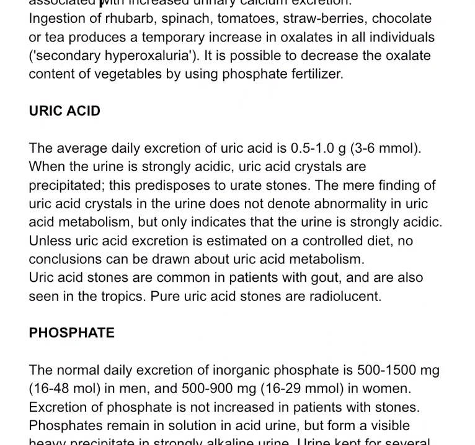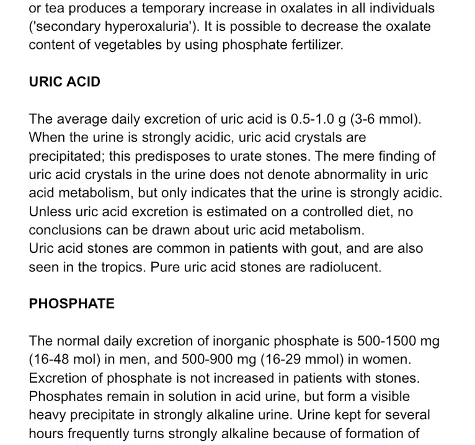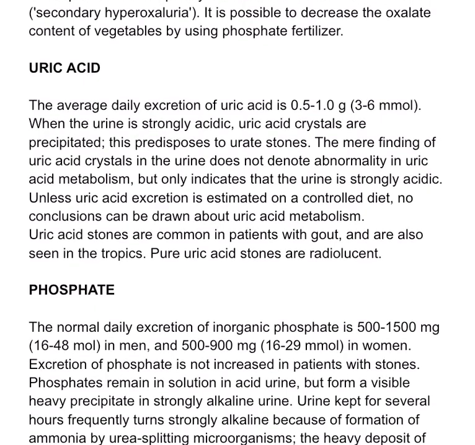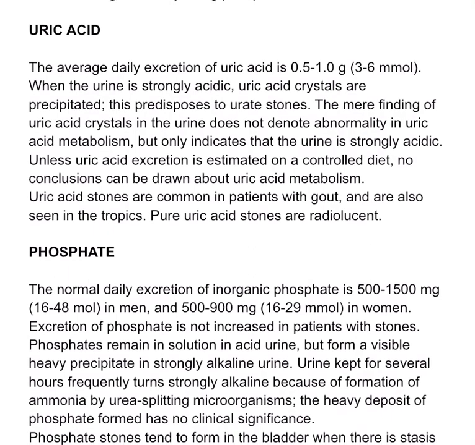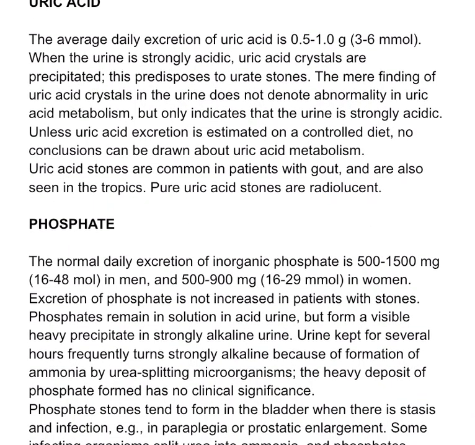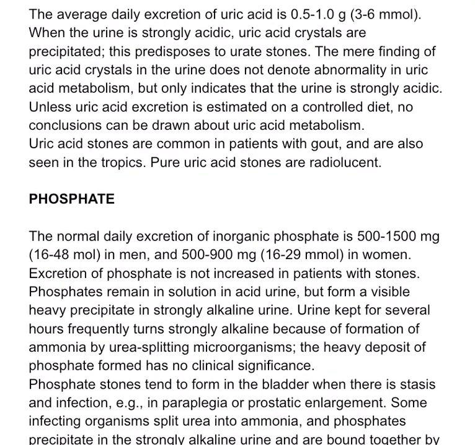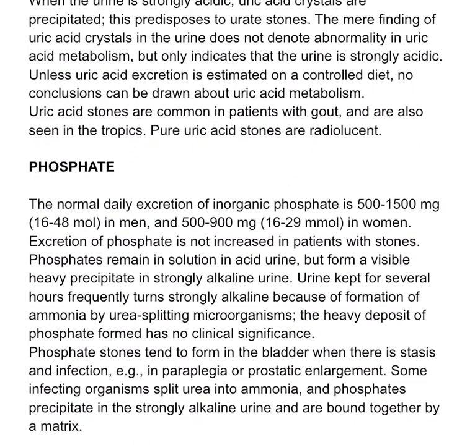Uric acid. The average daily excretion of uric acid is 0.5 to 1.0 grams (3-6 mmol). When the urine is strongly acidic, uric acid crystals are precipitated. This predisposes to urate stones. The mere finding of uric acid crystals in the urine does not denote abnormality in uric acid metabolism, but only indicates that the urine is strongly acidic.